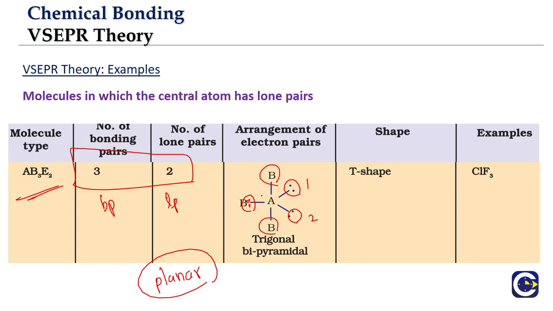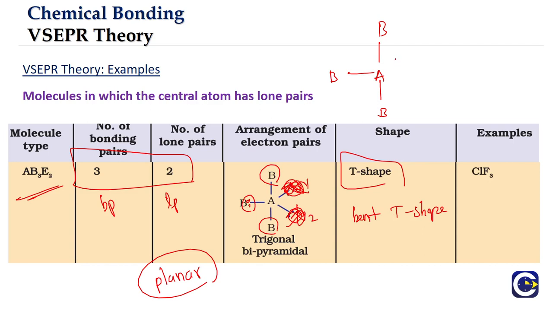So if you see the shape, what is it that you will see? You will not be able to see the lone pair. What you will be able to see is an A, there is a B, there is a B, and so it's a T shape. What is the shape you will say? It is a T shape. In fact, people say it's a bent T shape. Why? If you consider the distortions coming from the lone pair.